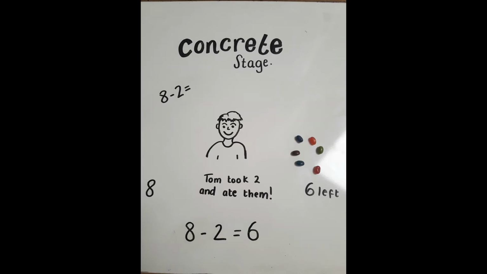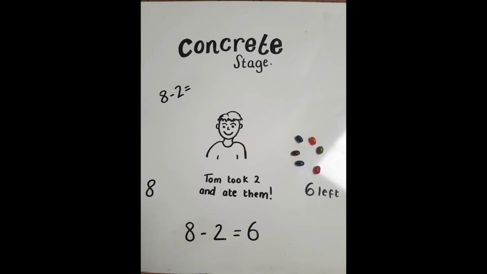You don't have to use edible items in this stage. You can use anything from flowers to pens, toys, and then gradually you may move on to other objects like counters or cubes. The most important thing is that your child can count.